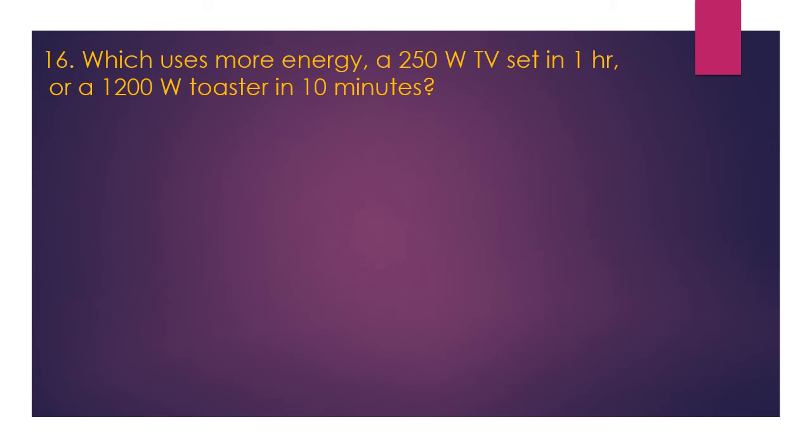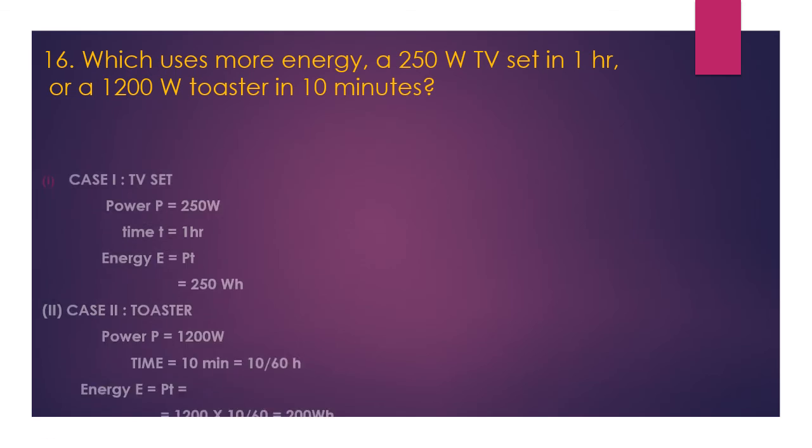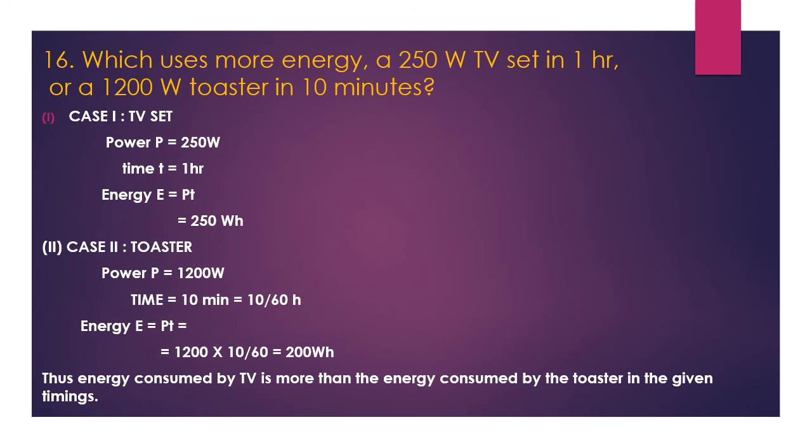Children, next is question number 16, an easy one. Which uses more energy, a 250 watt TV set in 1 hour or a 1200 watt toaster in 10 minutes? So, case 1, TV set. Power is 250 watt, time is 1 hour. So, energy, what is the equation to calculate energy? E is equal to PT, or energy is equal to power into time. That is 250 into 1. We get the answer as 250 watt hour.